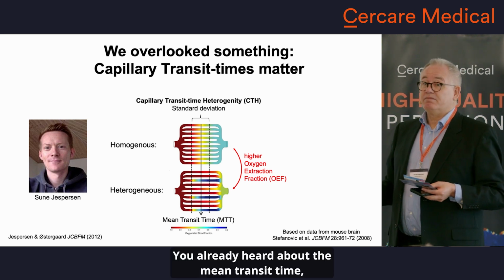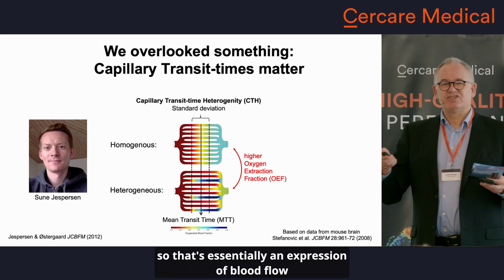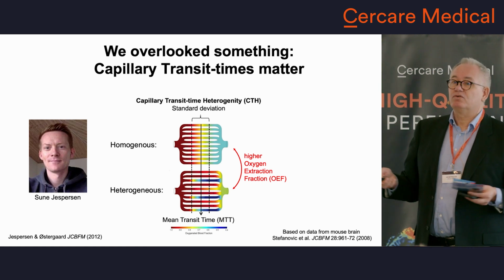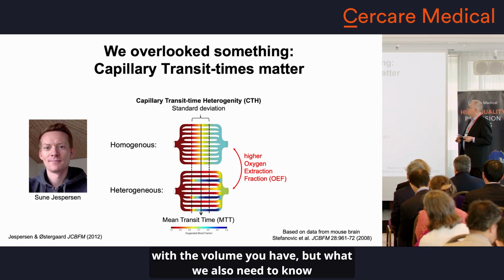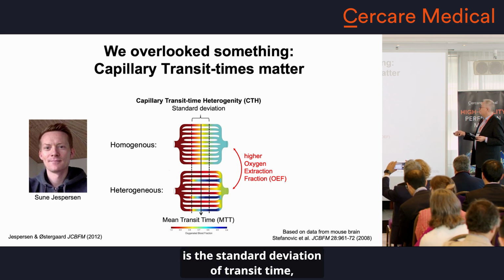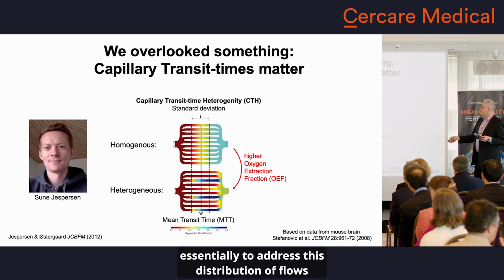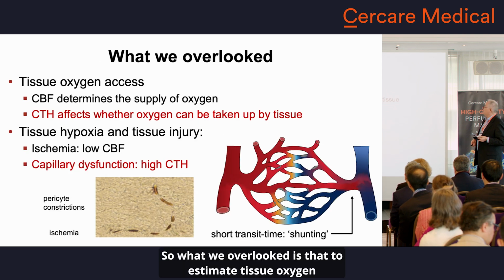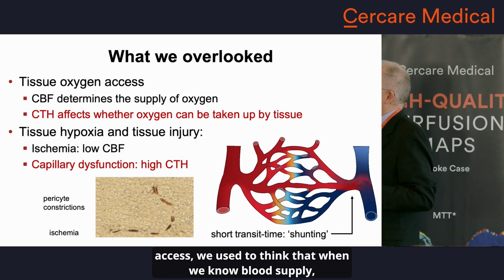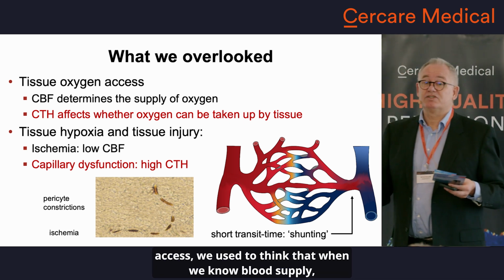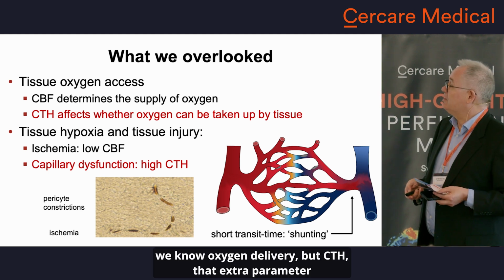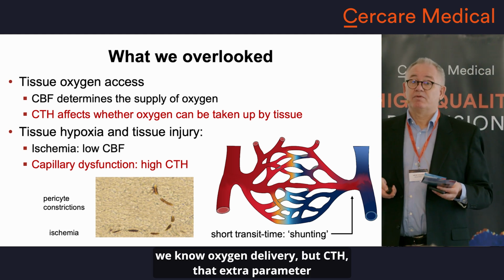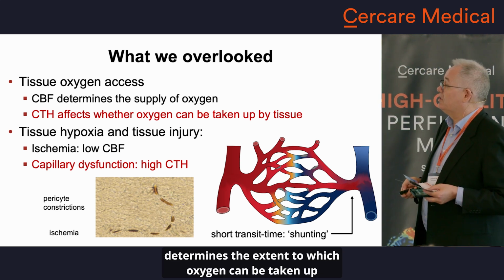You already heard about the mean transit time. That's essentially an expression of blood flow with the volume you have. But what we also need to know is the standard deviation of transit time, essentially to address this distribution of flows and thereby to arrive at what oxygen extraction is. So what we overlooked is that to estimate tissue oxygen access, we used to think that when we know blood supply, we know oxygen delivery, but CTH, that extra parameter, determines the extent to which oxygen can be taken up by the tissue.